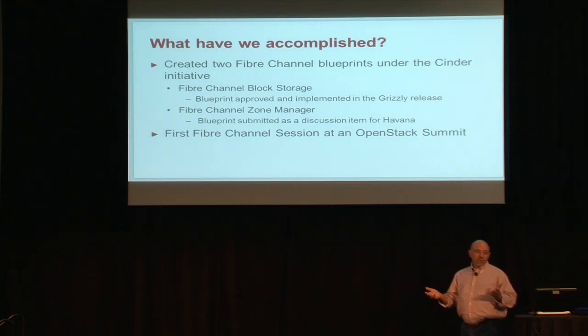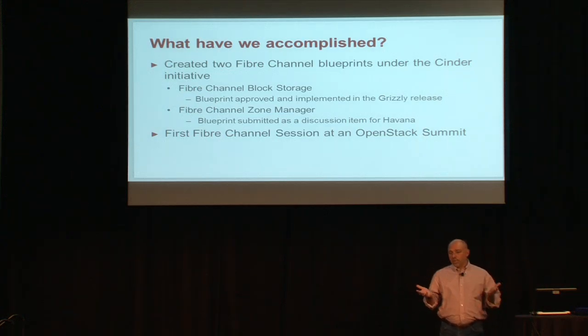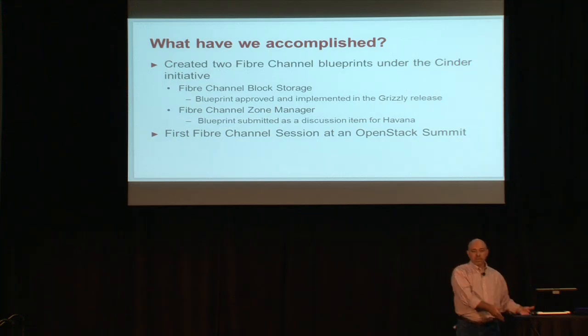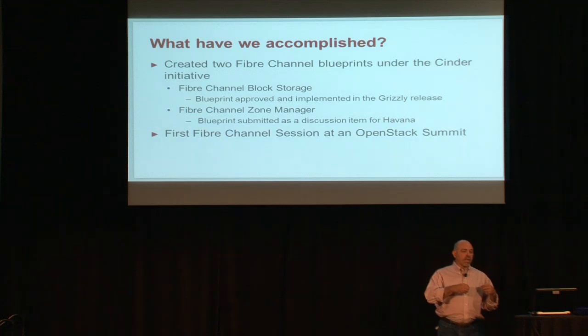So what have we done so far? There's been two blueprints, one completed and one proposed. So in the Grizzly timeframe, we completed the initial blueprint, which was to introduce Fibre Channel for initial connectivity from KVM into Cinder block storage. Coming up in the Havana timeframe, we'll be talking about how do we actually create connectivity, a zoning fabric, within the Fibre Channel environment for you to create connectivity on the fly instead of having a pre-zoned configuration or an open zoning configuration.